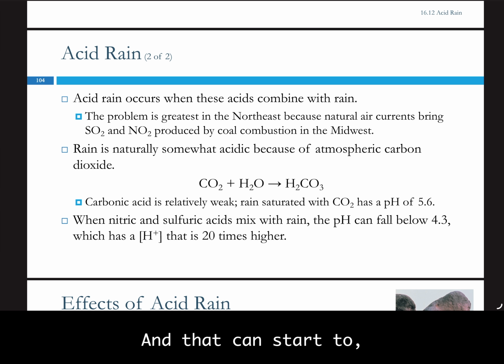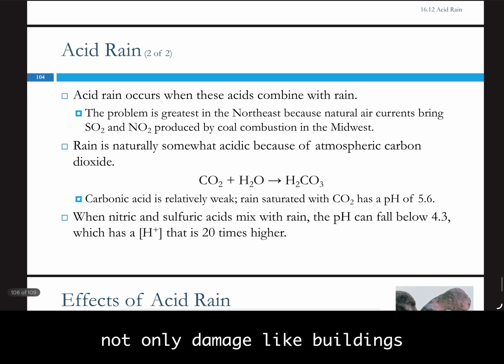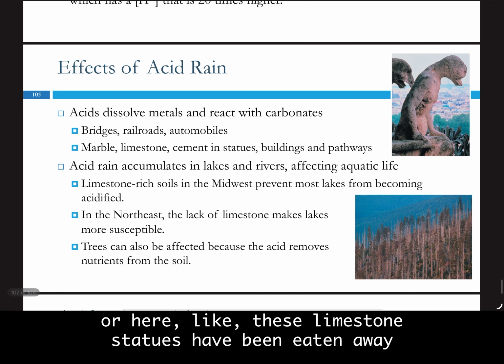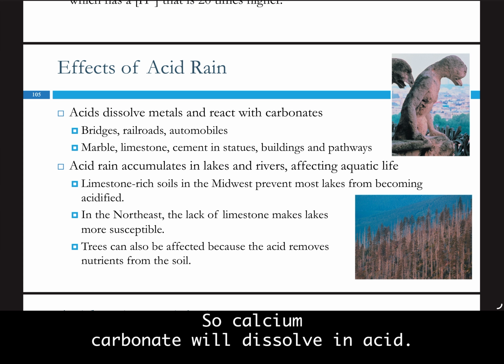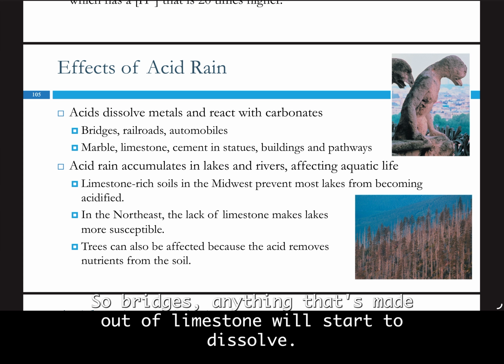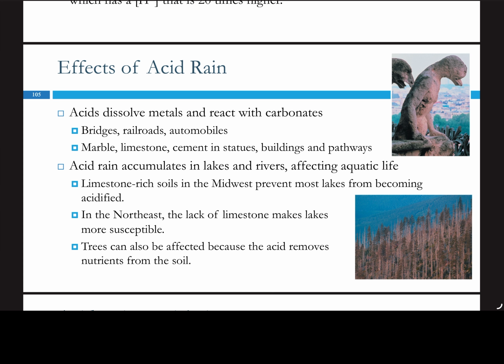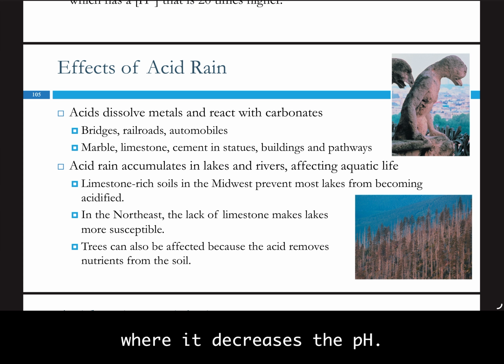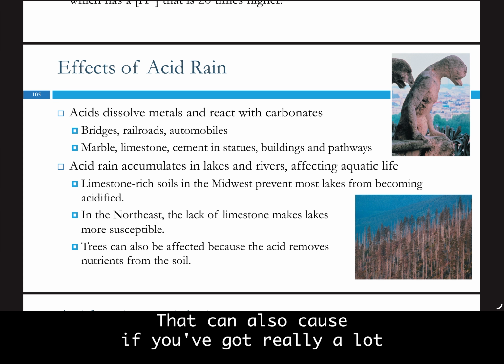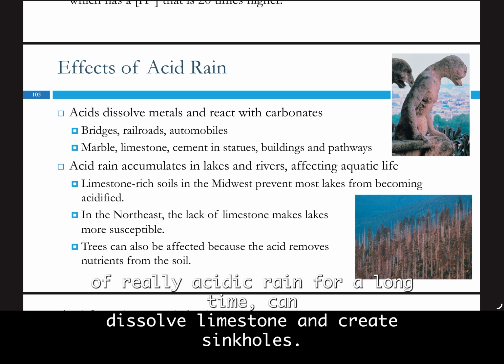And that can start to not only damage buildings, or here these limestone statues have been eaten away, because limestone is calcium carbonate. So calcium carbonate will dissolve in acid. So bridges, anything that's made out of limestone will start to dissolve. It can also accumulate in lakes and rivers where it decreases the pH. If you've got really a lot of really acidic rain for a long time, it can dissolve limestone and create sinkholes.